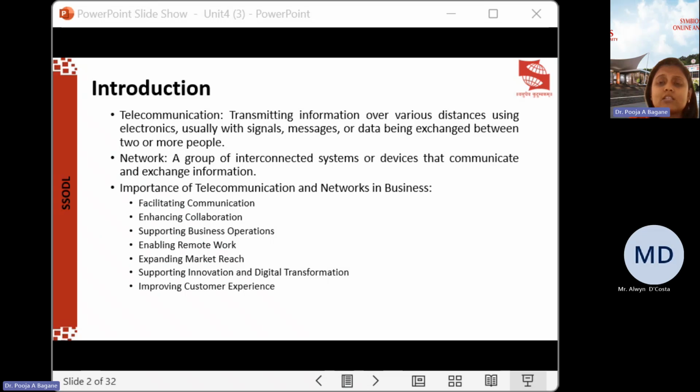The next key feature or importance of the telecommunication network is enabling remote work. When we are talking about remote work, we all know that nowadays work from home is everywhere. That is the facility which we are getting. Because of telecommunication technology, employees can work remotely.